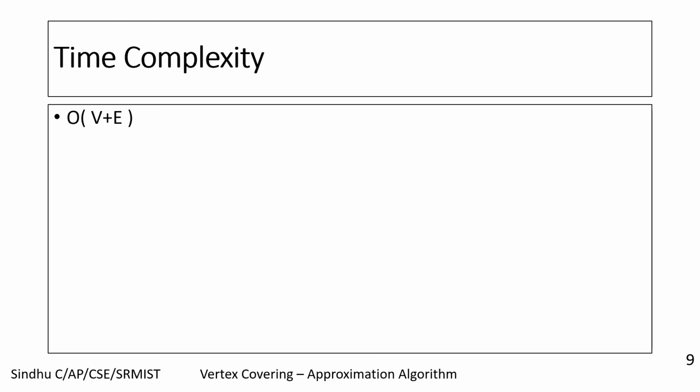The vertex cover problem is a known NP-complete problem where there is no polynomial time solution for it unless P is equal to NP. The time complexity of this approximation algorithm is of the order of the number of vertices plus the number of edges.